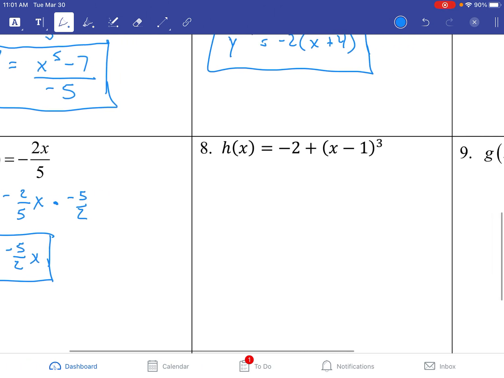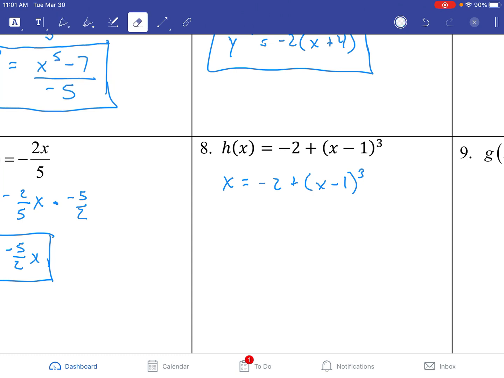All right, number 8. If x is equal to negative 2 plus the quantity x minus 1 cubed. First step, that should be a y. That is always something we forget. All right, first step, again, is going to be adding 2 to both sides. That's the first thing that has to go away before you can cube root both sides of this. To get rid of that cubed, you have to cube root it.